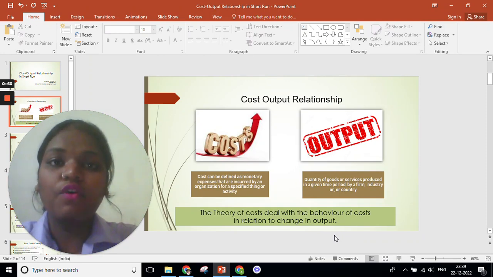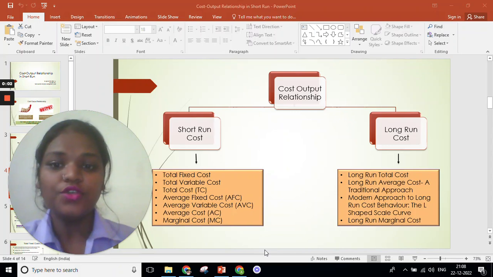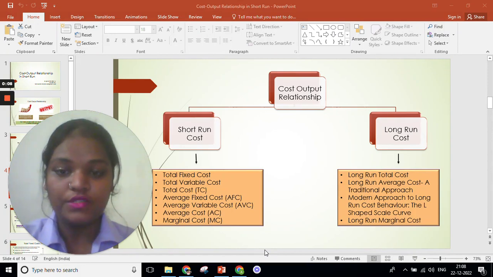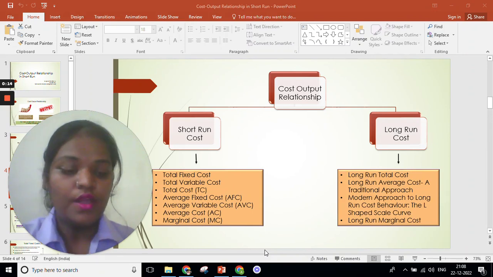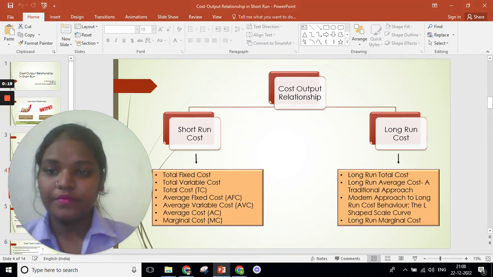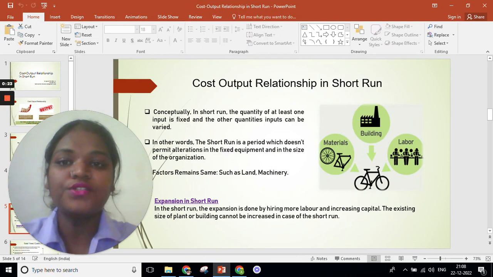The theory of cost deals with the behavior of cost in relation to change in output. Now again, in short run cost there are 7 factors: total fixed cost, total variable cost, total cost, average fixed cost, average variable cost, average cost, and marginal cost. Today we are going to discuss the short run cost. What is cost output relationship in a short run?